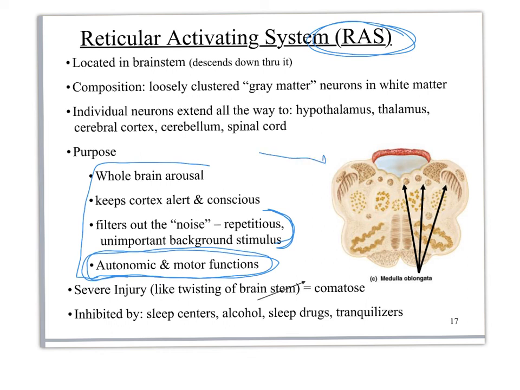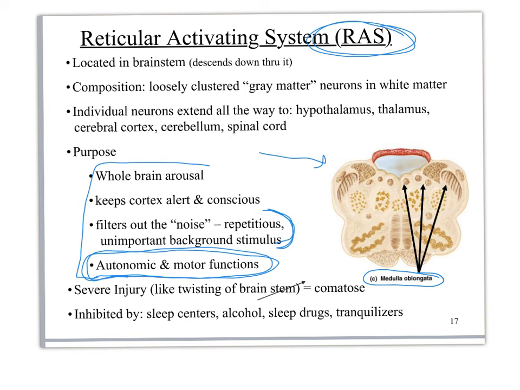So if we look over here at this particular picture, this is a cross-section through the medulla oblongata, and you can see the white matter here, and then you've got these little pockets. These pockets are all types of gray matter, okay? All of that, that's gray matter.